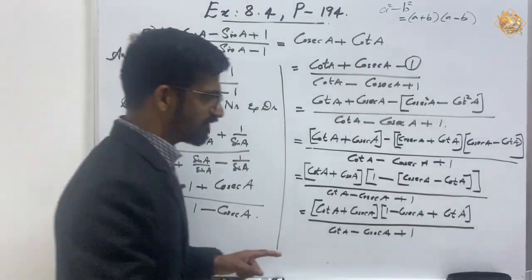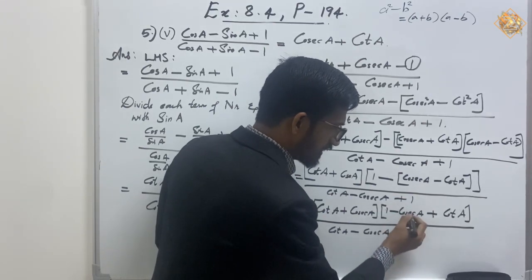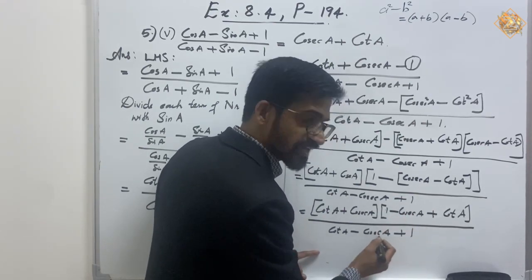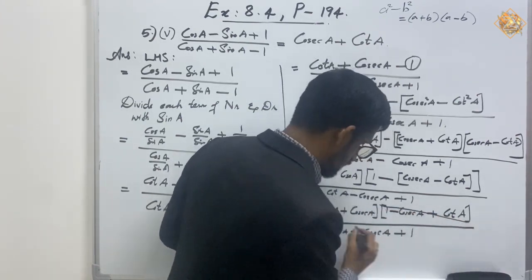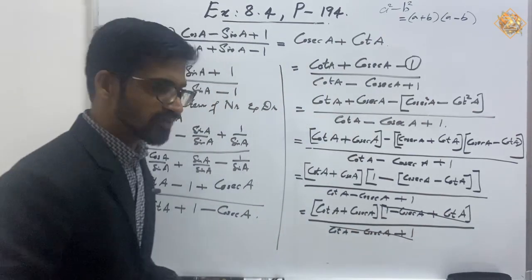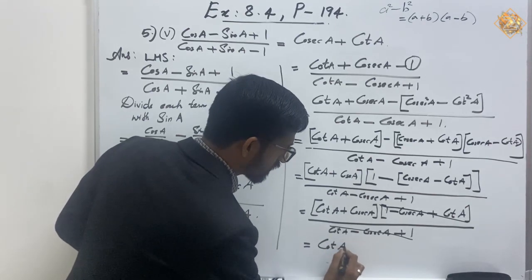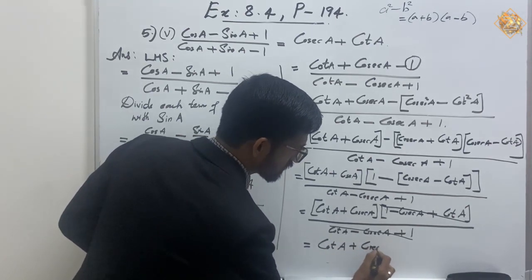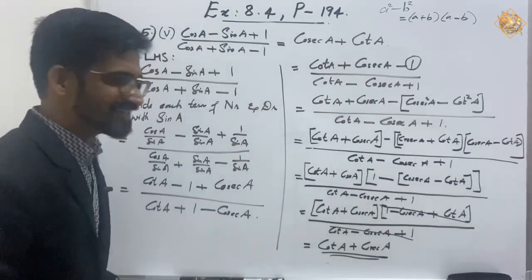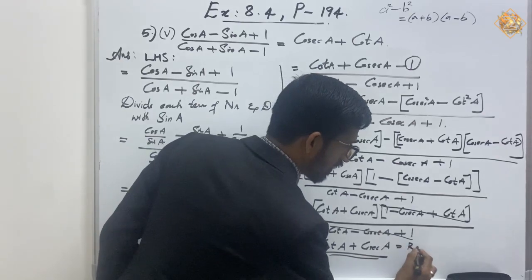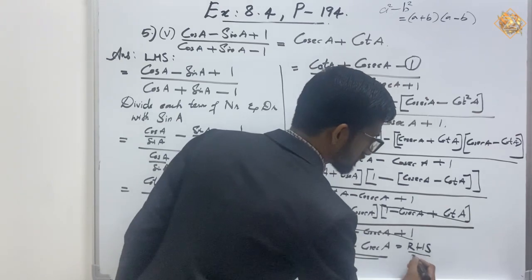Okay students, now when we look at this, in the numerator 1 is positive, here 1 is positive, minus cosec A is negative, here minus cosec A is negative, and cot A is positive. So these complete terms together we can cancel. Finally what is remaining? That is equal to cot A plus cosec A. That is the RHS, isn't it? Hence it is proved. Therefore LHS equal to RHS.